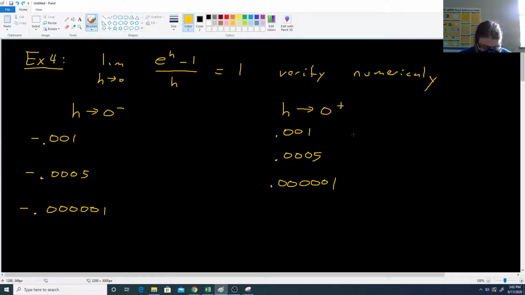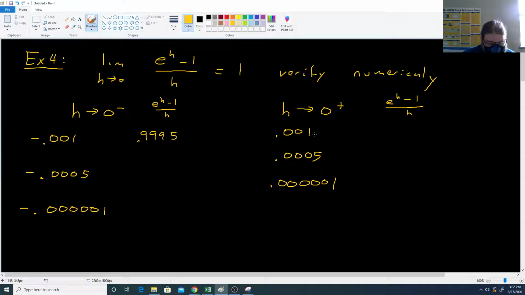Go to my table and I say, all right, what is negative 0.001? Negative 0.001 gives 0.9995. Okay, so this is (e^h − 1)/h, and out here for each of these values, we'll get the (e^h − 1)/h value as well. So, what is negative 0.0005?